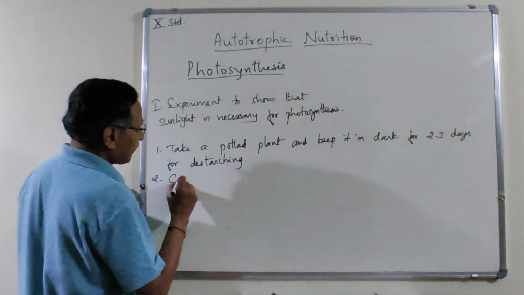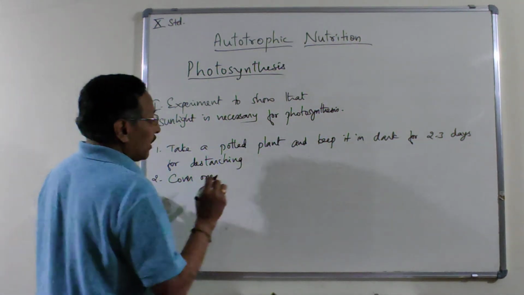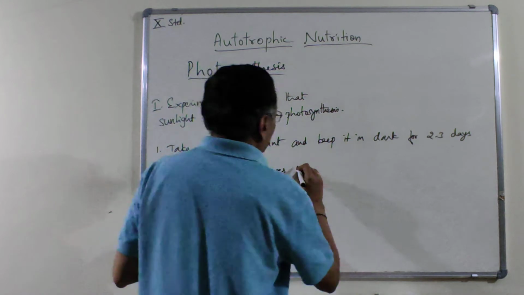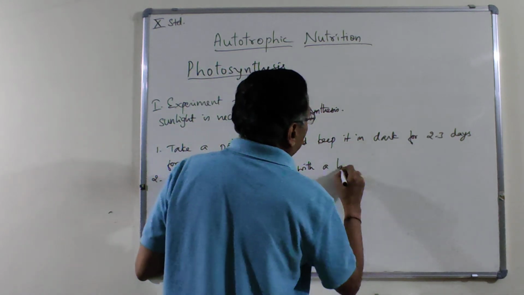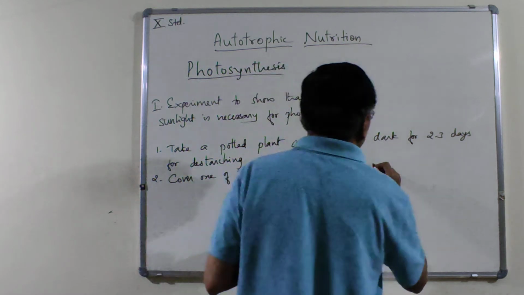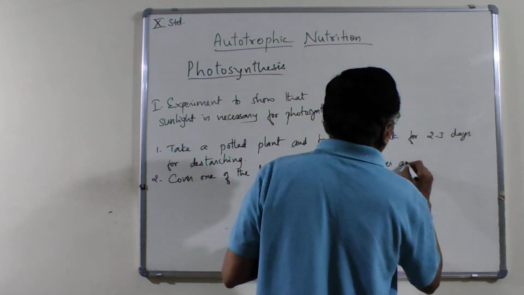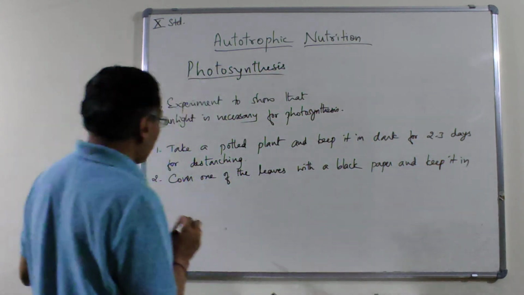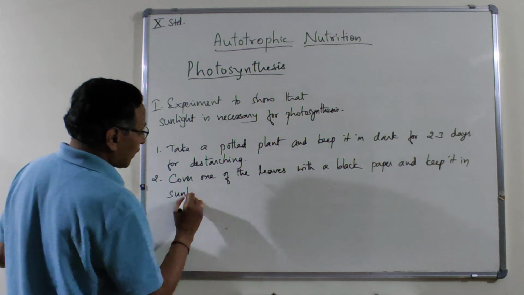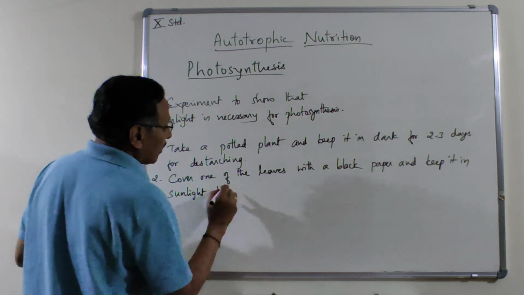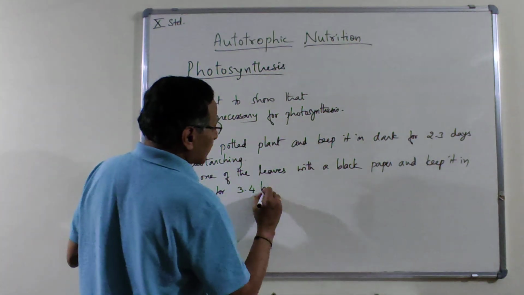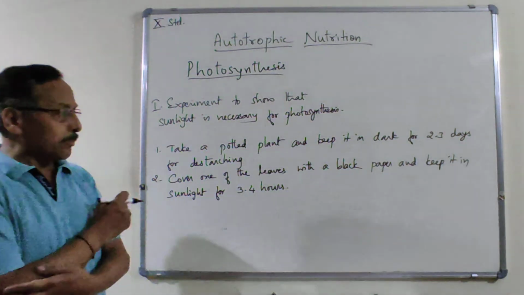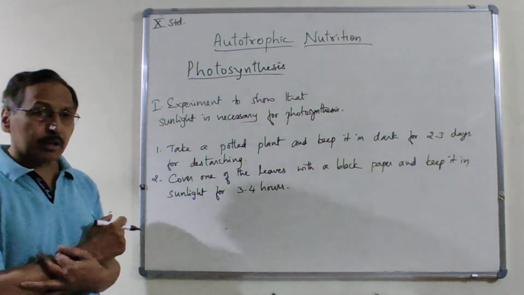Second, cover one of the leaves with a black paper and keep it in sunlight for 3 to 4 hours minimum. You can keep it for a longer time also. You can keep it for 5 to 6 hours also. But minimum you should keep it in sunlight for 3 to 4 hours.